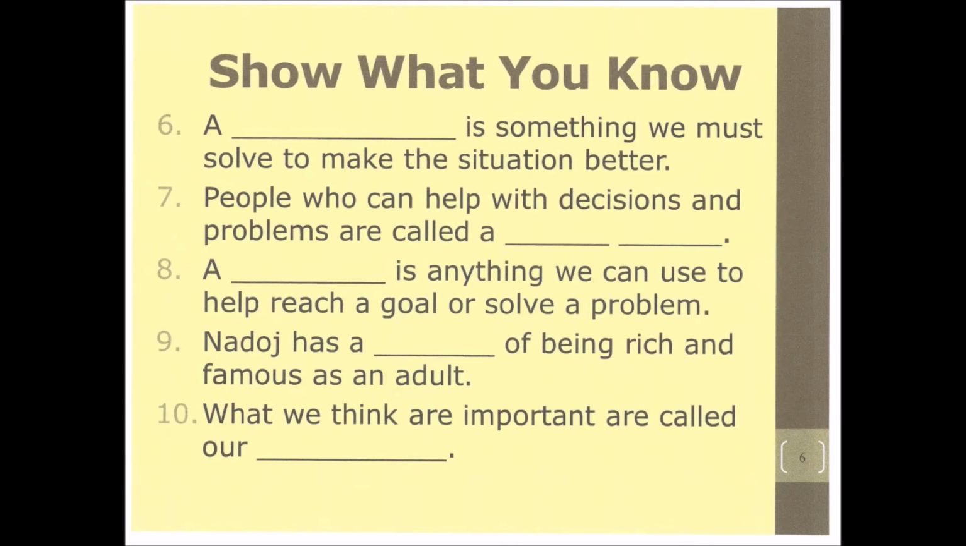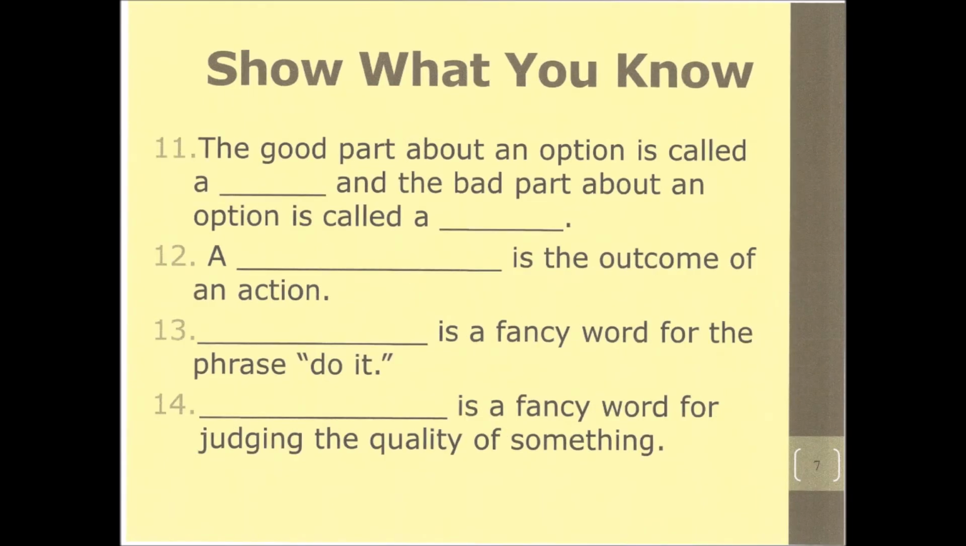These are your experts. Number 8, a blank is anything that we can use to help reach a goal or solve a problem. These can be human, can be skills, can be stuff we have. Number 9, now Joe has a blank of being rich and famous as an adult. Number 10, what we think are important are called our blank. Number 11, the good part about an option is called a blank, and the bad part about an option is called a blank. Remember those two words that are good and bad?